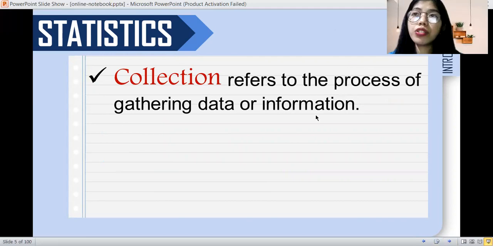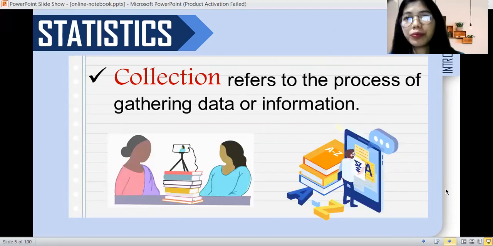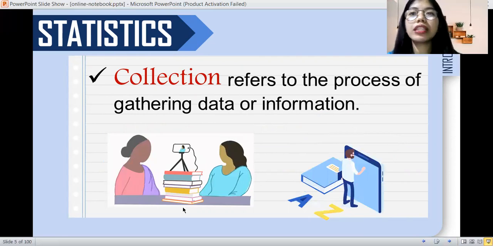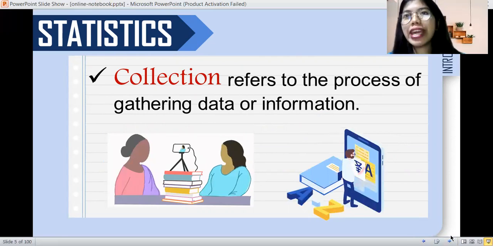So, collection refers to the process of gathering data or information. Shown in these pictures are examples of collection methods. Later on, we are going to dig deeper on these collection methods, okay?